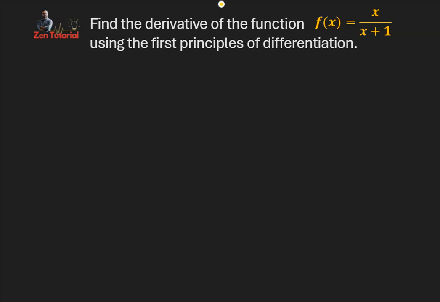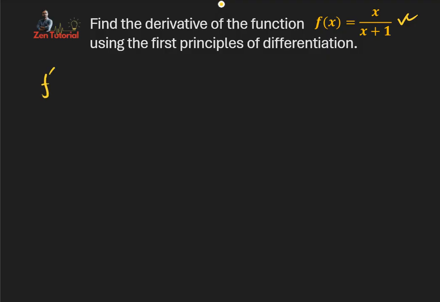So the derivative of the function f(x) = x over x plus 1. So the function is this one, and the condition is that we have to use the first principle of differentiation.